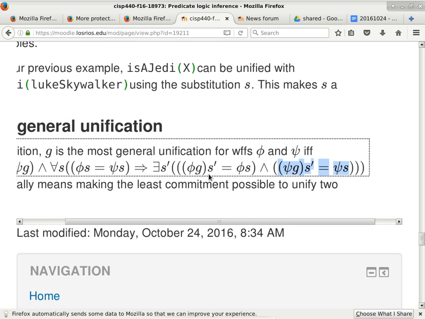So now the question is, can we find an S prime to make this true? Because if we can, for all S, then for all S there are actual unifications. Then we can say that G is the most general one. Is that making any sense or not?